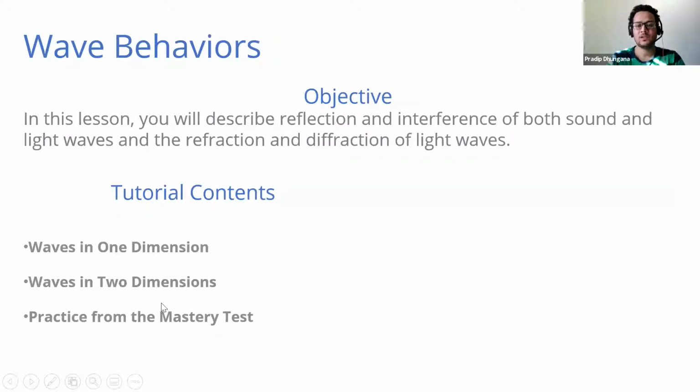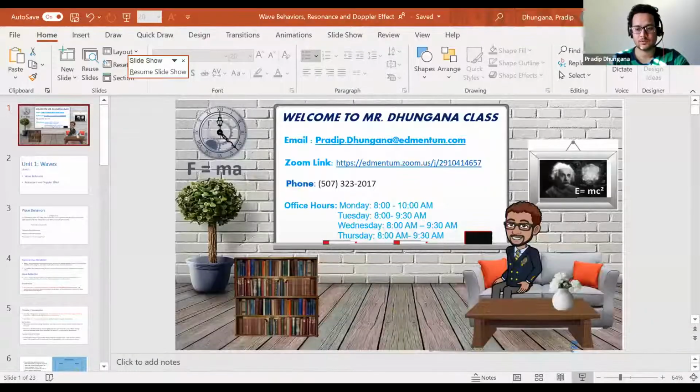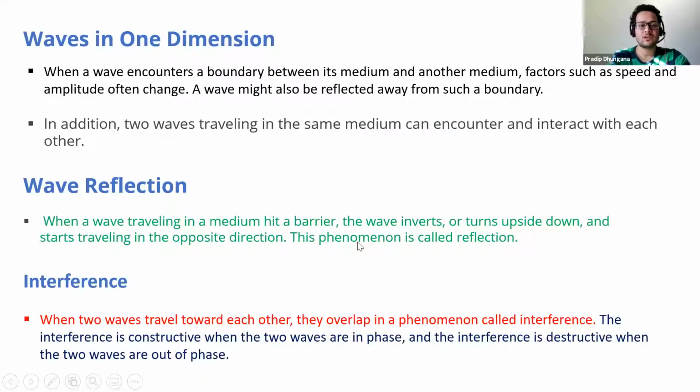Okay. So in this lesson, our goal is to learn about reflection, interference of both sound and light waves, refraction and diffraction of light waves. That is the goal of this lesson. At first we'll define waves in 1 dimension and 2 dimensions, and at the end we'll have practice from the mastery test. Okay. So let's start with waves in 1 dimension.